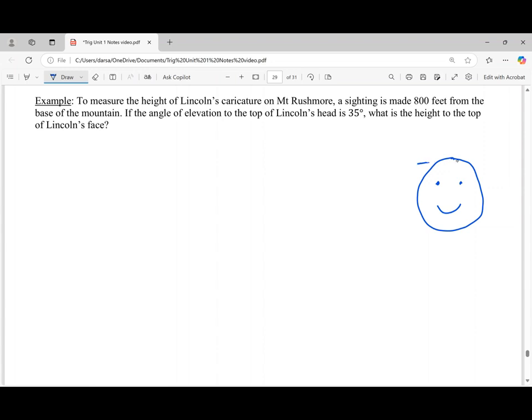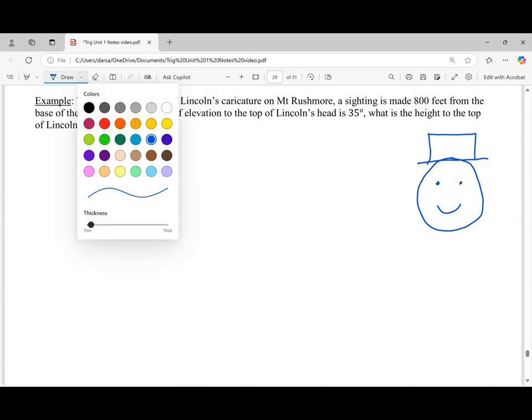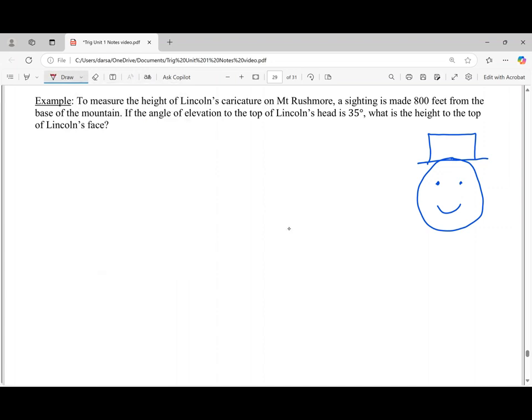So, here's Lincoln. Obviously, Lincoln needs a hat, right? So, this is Lincoln's face. In Mount Rushmore, it's carved into the side of a mountain, and this is a really, really big face. So, what they did was they said, we're going to start 800 feet away from the bottom of Lincoln's face, right here. This is our 800 feet. Then we're going to sight a line to the tippy top of his face. And this angle right here is our angle of elevation from the base to the sighting at the top. This is a 35-degree angle.